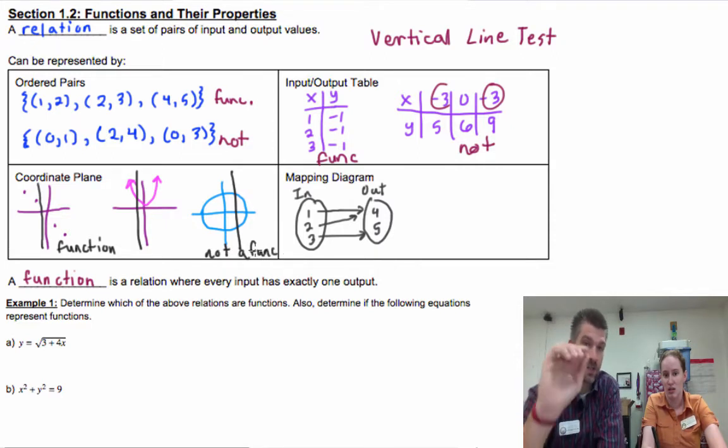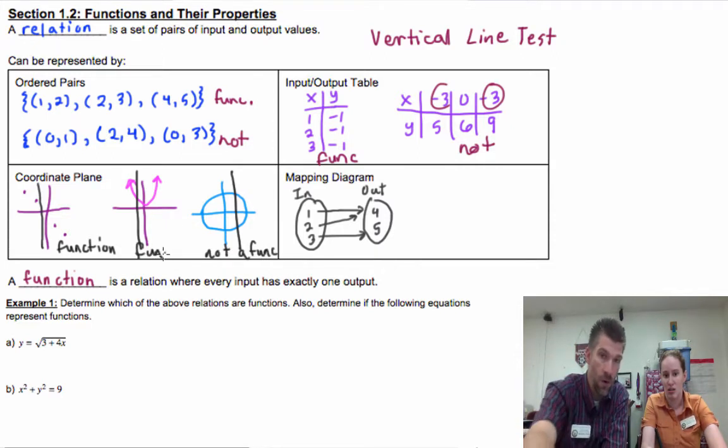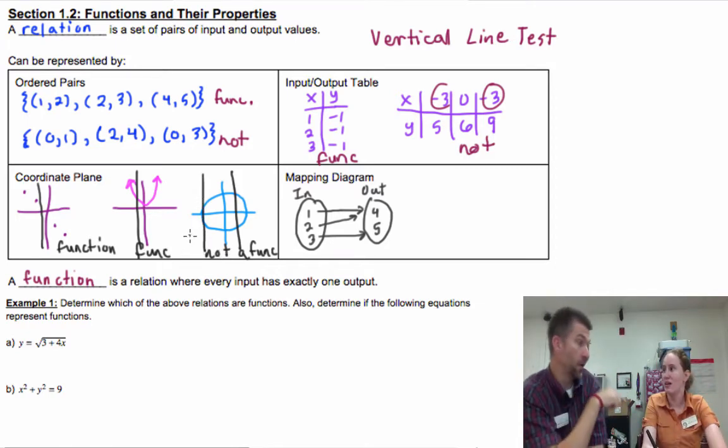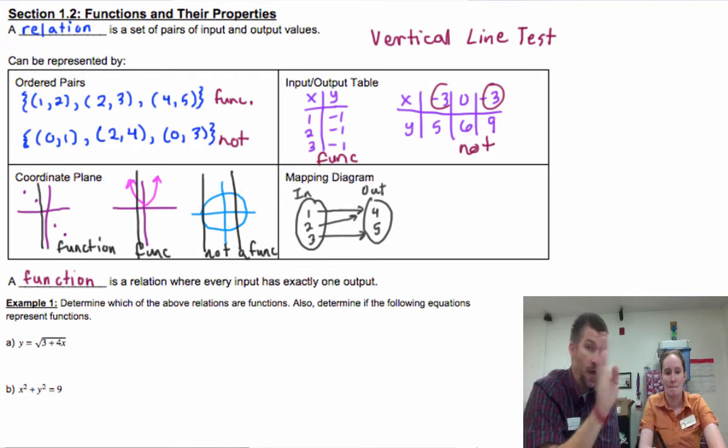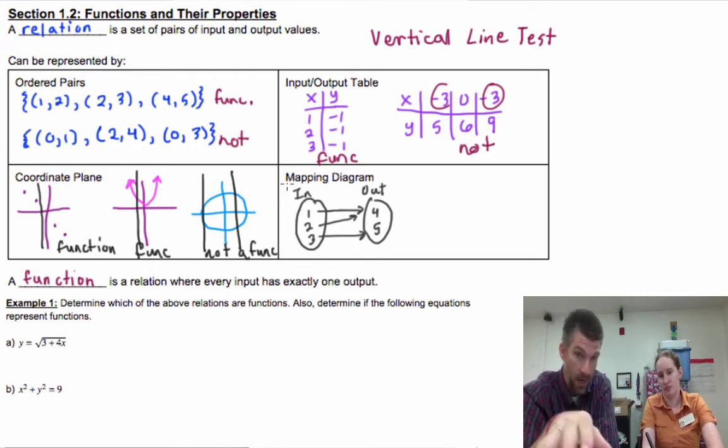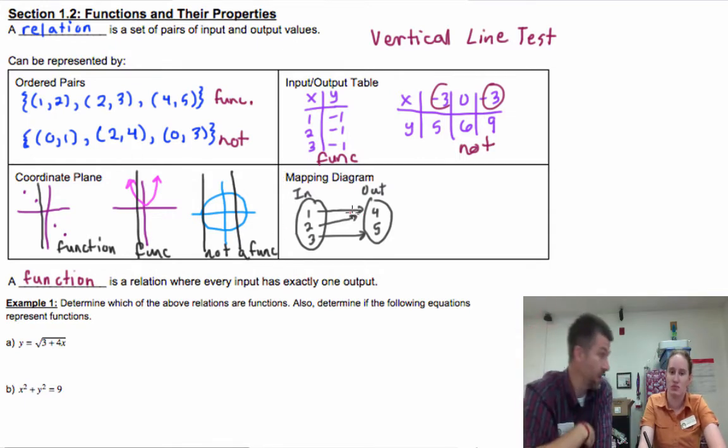Now, I could have drawn my line way over there, on one of those. I could draw a line right there, and it only goes through once. But we have to be able to draw that line anywhere on that graph and only touch it once. So that's the vertical line test, which should seem familiar.